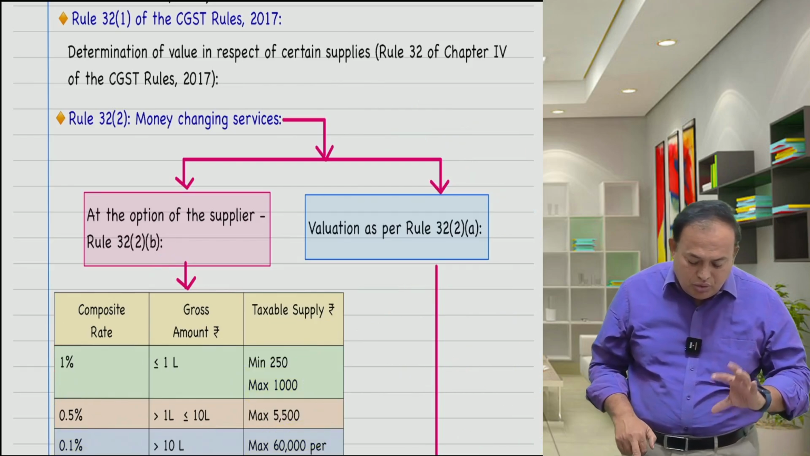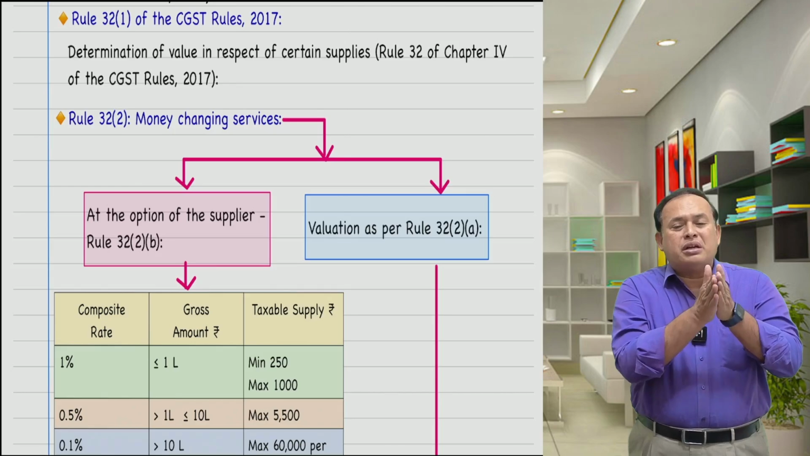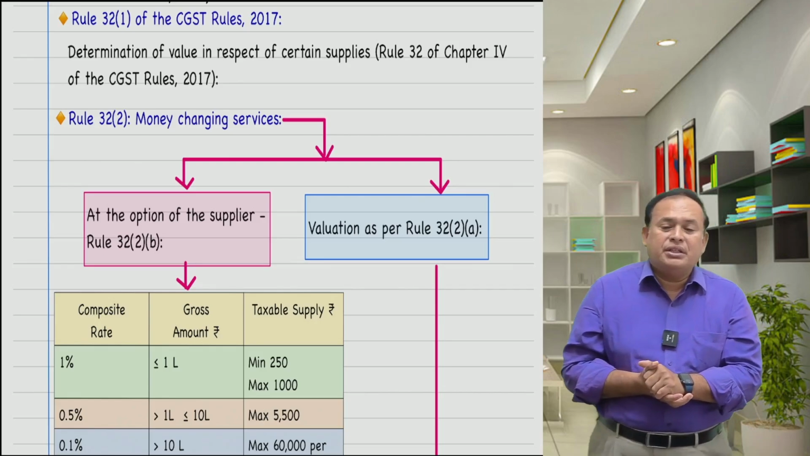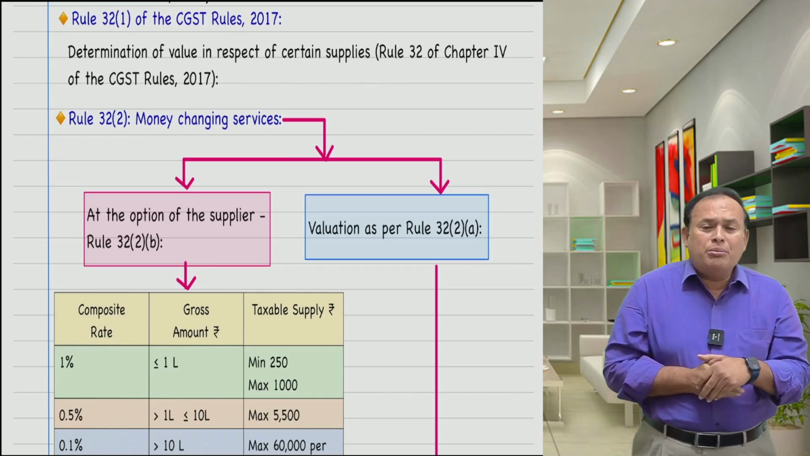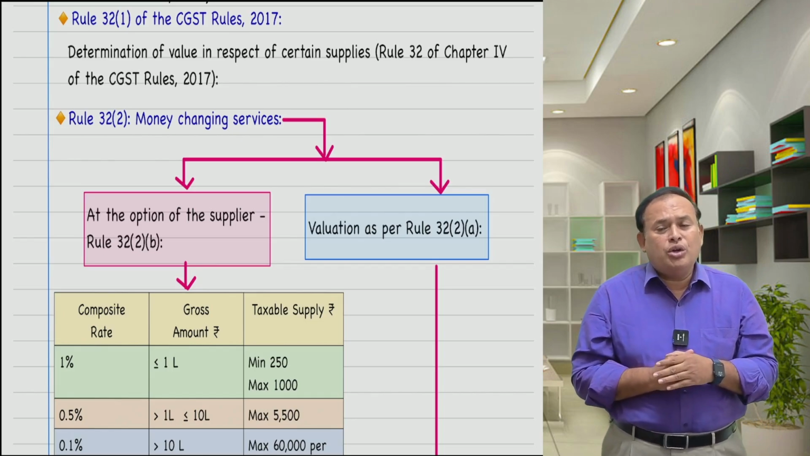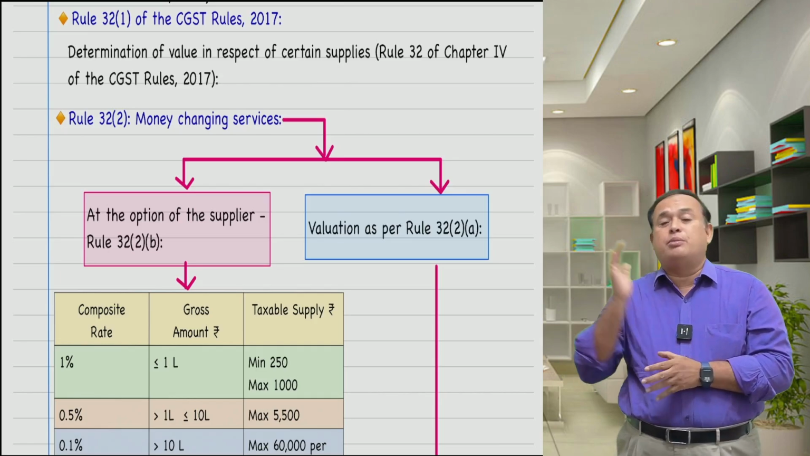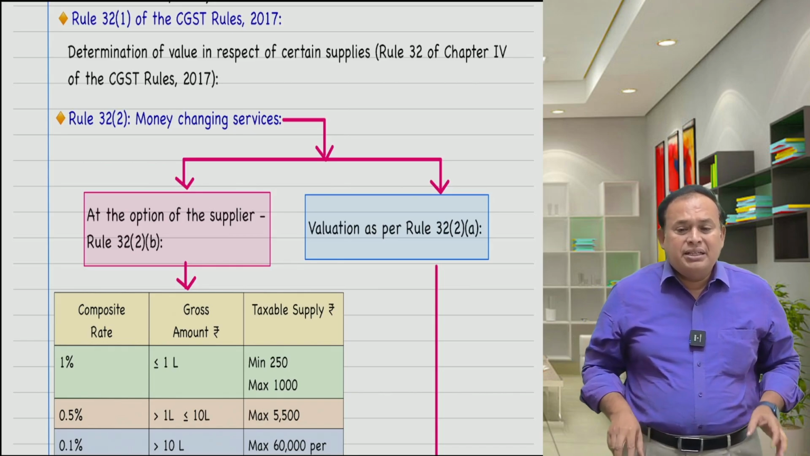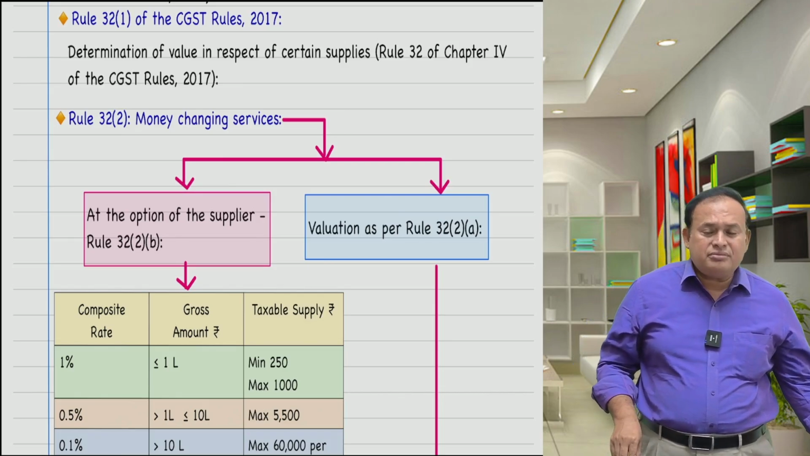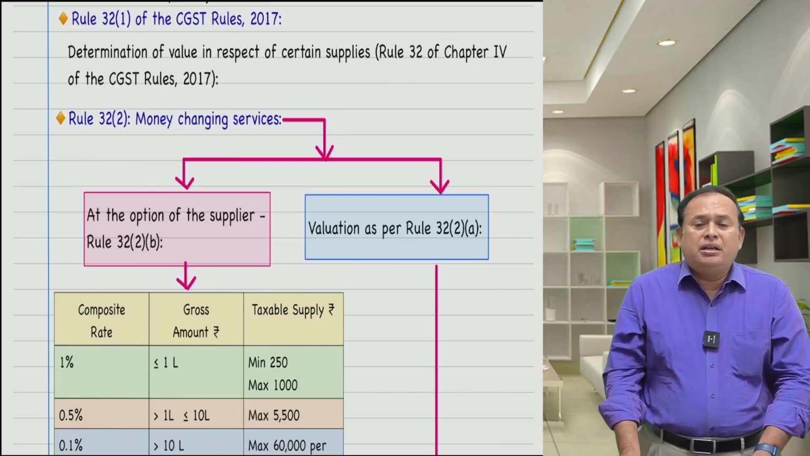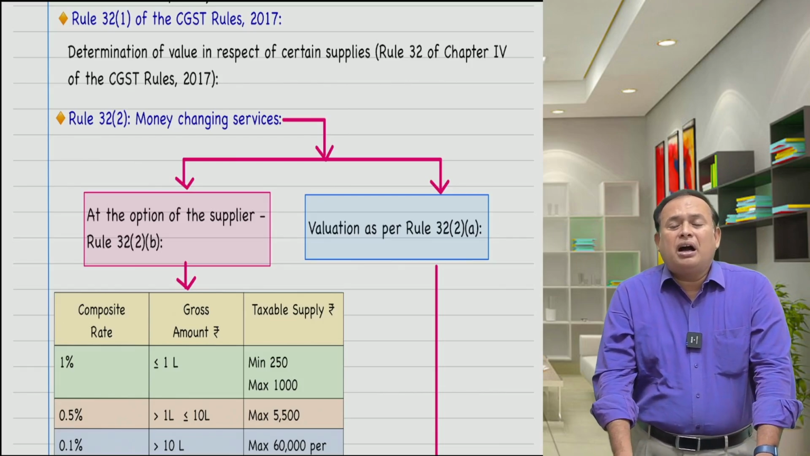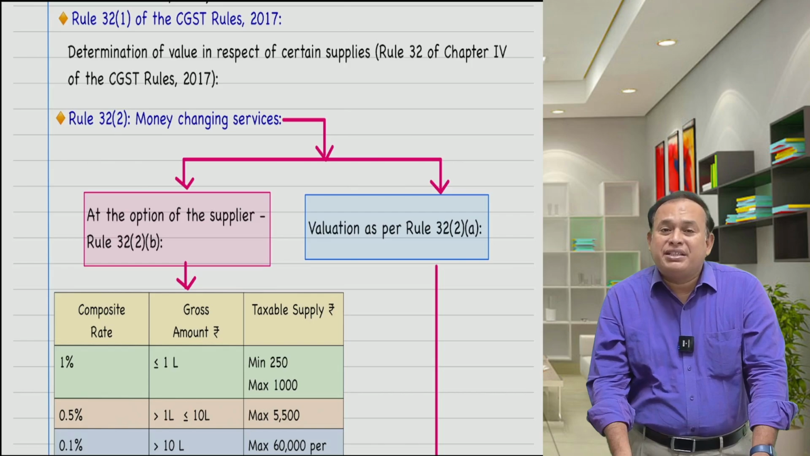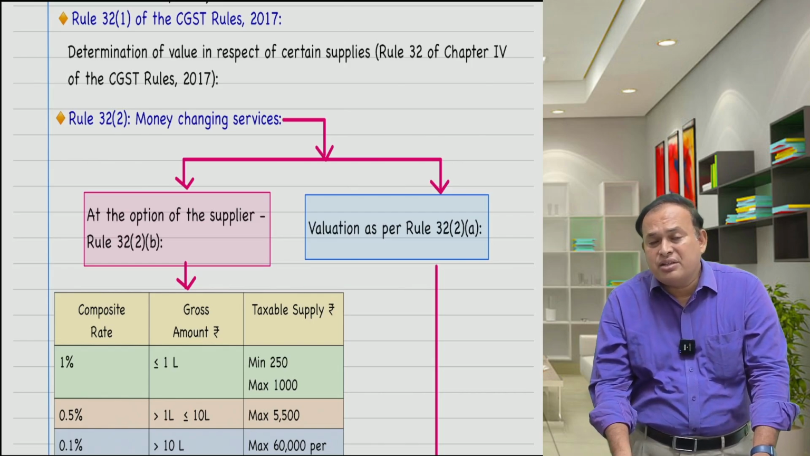With this, we understood and concluded rule number 31 capital A, 31 capital B, rule number 31 capital C, valuation. Now please come back. Rule number 32, where we have almost 7 sub rules. Rule number 32, sub rule number 2, money changing services, like Western Union or the banker authorized by the Reserve Bank of India to exchange foreign currency for Indian currency, or vice versa.